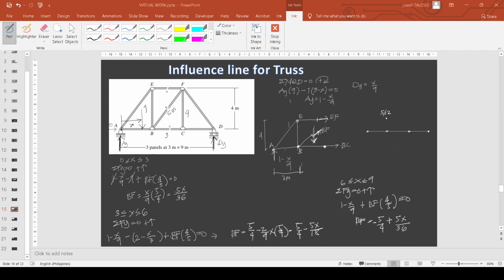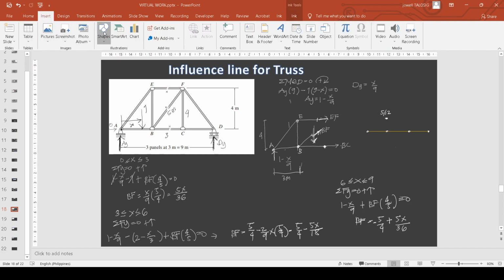5 over 4 minus, this is 5 times 3. Okay, 3 yung ating x dito. Over 18. Okay, ito ginagamit natin, ha? Formula yung pangalawa. So, dapat parehas na 5 over 12 yan. Okay, so parehas, 5 over 12. Let's connect this one para mabilis, no?